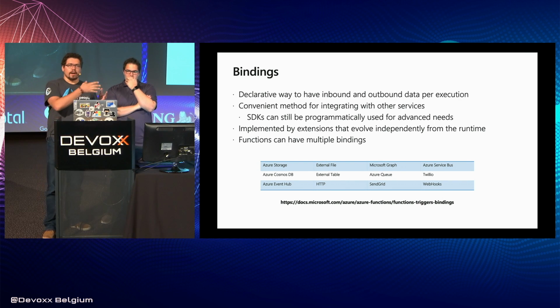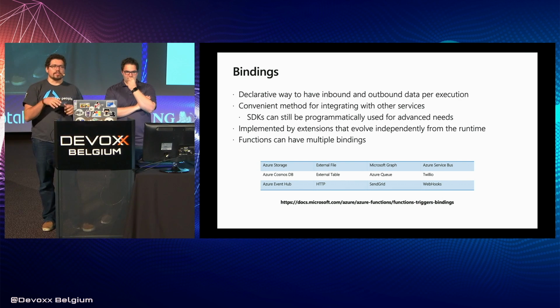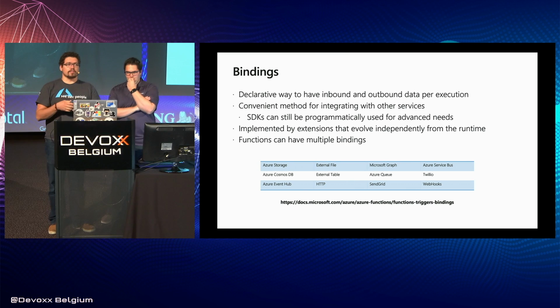And behind those bindings, you can see that they have subcomponents and subfeatures. But the most important thing about the bindings is that they are just a declarative way of setting up inbound and outbound data into your function. Actually, what you can do with bindings, you can do with SDKs and REST APIs and integrating with the services manually and so on. But if you do use the bindings, you take advantage of the platform.